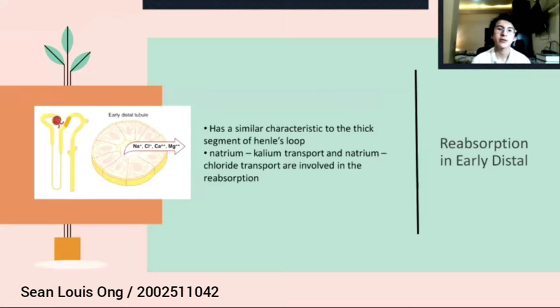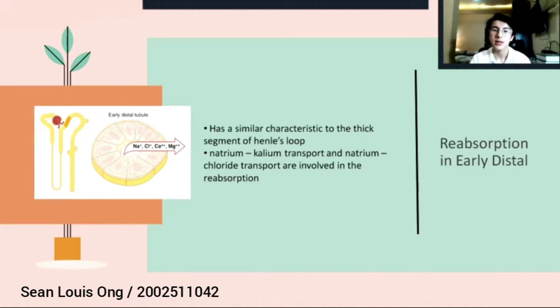Okay, then we move to early distal tubule. Early distal tubule has similarities to the thick segment of Henle's loop. It has a natrium chloride co-transport that transfers natrium from the lumen to the cell, and there's a natrium kalium ATPase that transports natrium from the basolateral membrane to the interstitial cell. Then there's also chloride that passively diffuses using chloride channels.